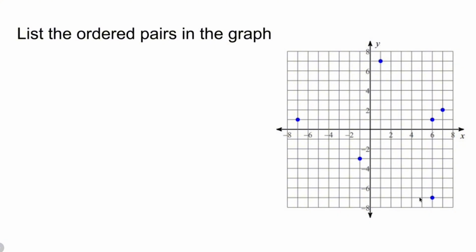In this problem, I have to list the ordered pairs in a graph. I'm given a bunch of points right here, 6 of them in fact, and I'm to list what those points are. All right, so when you are listing an ordered pair, this is what you're looking for.